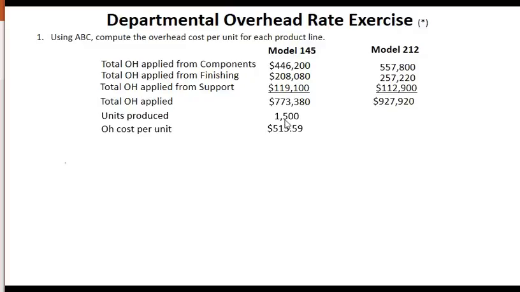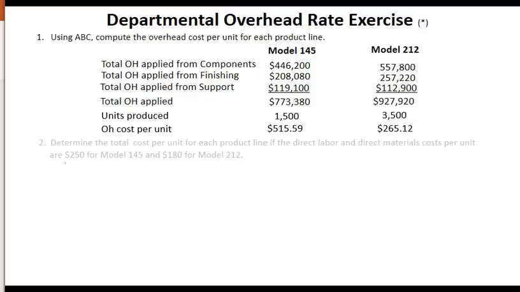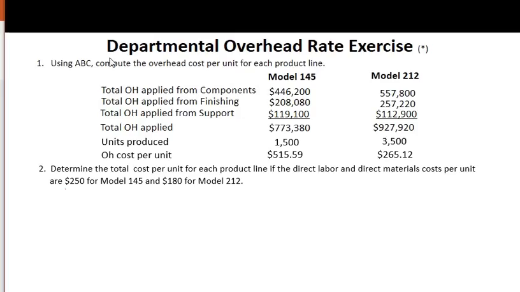Now if we take a look at the amount of units produced for model 145, the cost per unit for model 145 is now $515.59. Model number 212, the cost per unit is $265.12. Now, number 2, determine the total cost per unit for each product line if direct labor and direct materials were $250 for model 145 and $180 for model 212, just like our previous examples.